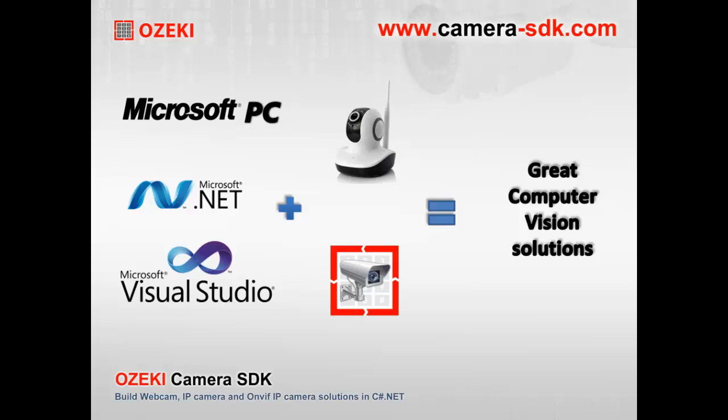There are some necessary tools you will need to get before you start building your application. These are the following: a Microsoft PC, .NET framework, Visual Studio, some kind of camera, and the Ozeki Camera SDK. If you have these requirements, you will be able to implement great computer vision solutions.